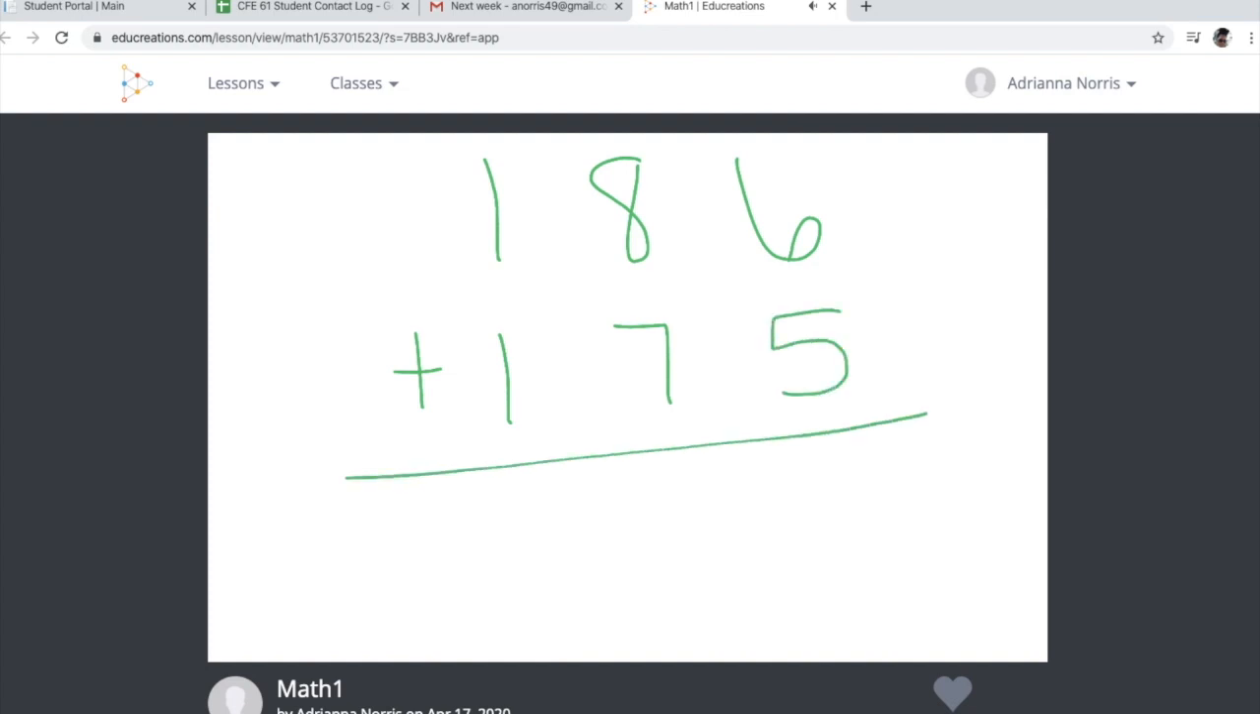All right, and we always start in the ones place. And if I'm adding, my numbers get bigger. All right, so I have a 6 and a 5. All right, 6 plus 5 equals 11. Uh-oh, more than 9. Time to combine. And I only combine 10.